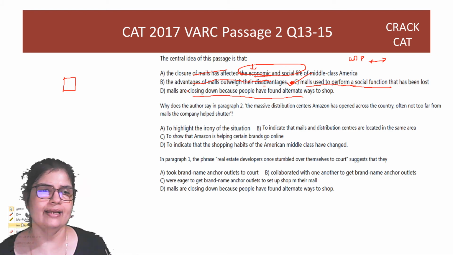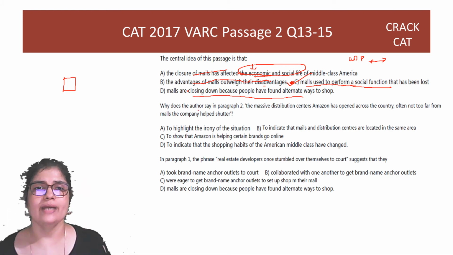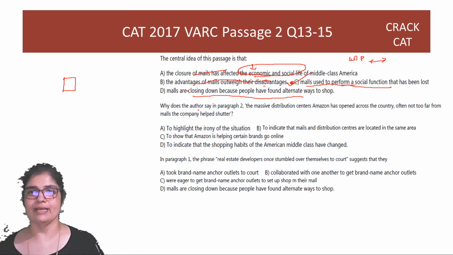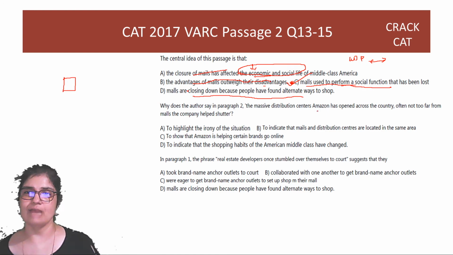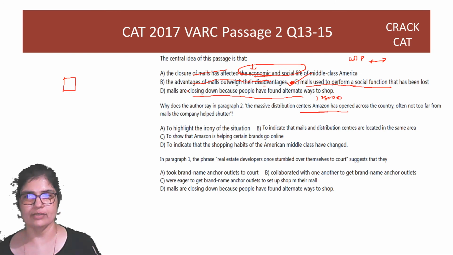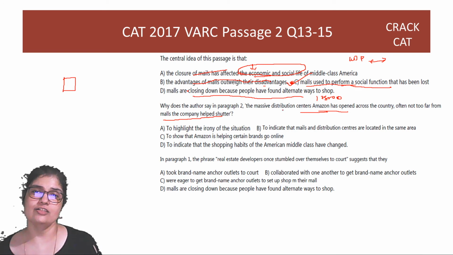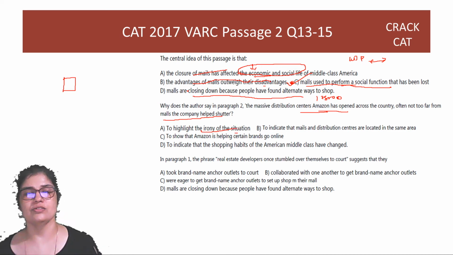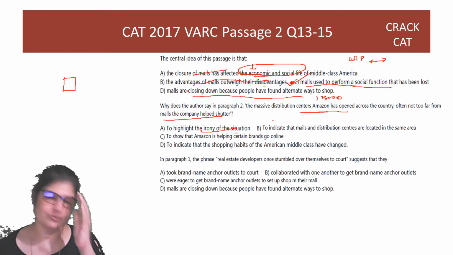To highlight, why does the author say in paragraph 2 the massive distribution centers Amazon has opened across the country? So 178 jobs, right? Some of it Amazon has given, and not too far from the malls the company helped shutter. So it's saying, okay, yeah, the jobs were given, and that too very close to where the problems occurred. So it's highlighting the irony of the situation, right? That some jobs were lost, but some jobs.